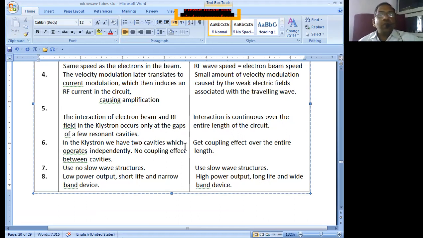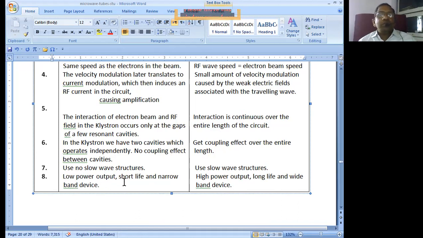In the klystron, we have two cavities, a buncher cavity and a catcher cavity, which operate independently. These two are separated apart, and there is no coupling between them. Whereas in the TWT, we have some coupling effect over the entire length because of the magnetic energies in between. Klystron amplifiers do not use any slow wave structures, whereas the TWT normally uses the helix as the slow wave structure.